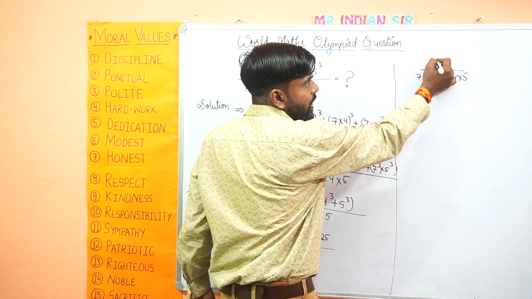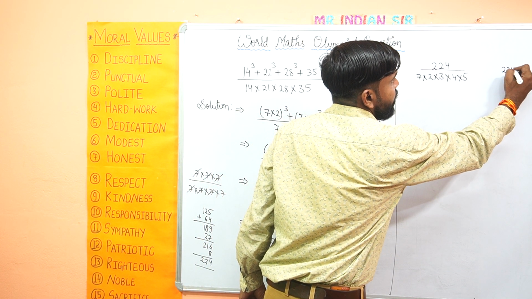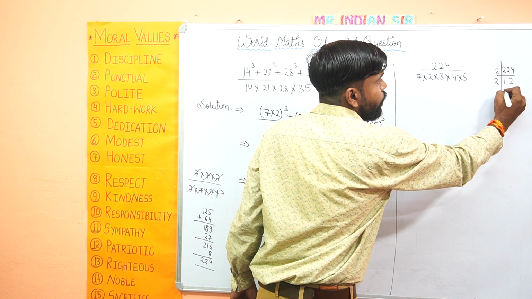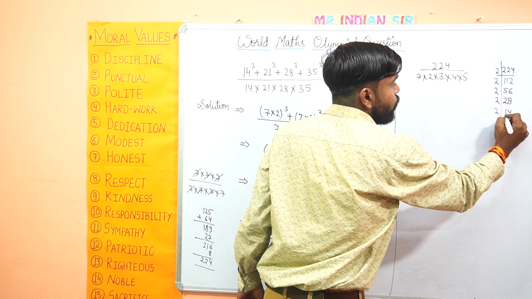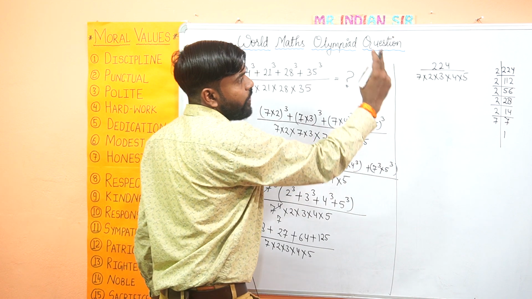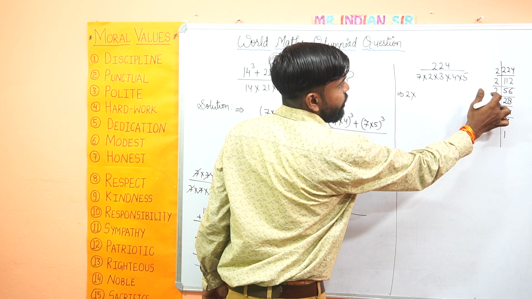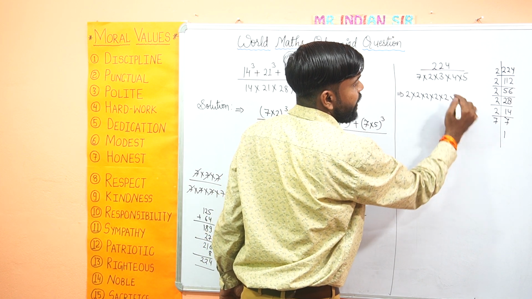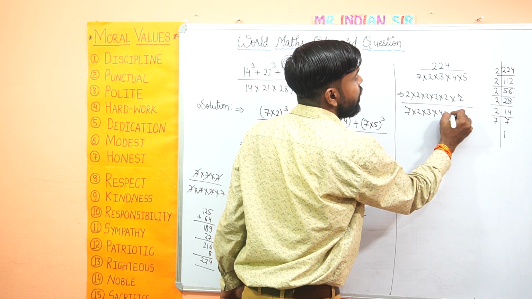I can directly cut 2 ones and 112, but let me show you an easy method wherein it can be simplified. So 224, if we take factorization, we divide by 2 to get 112, then again 2 gives 56, then again 2 gives 28, then again 2 gives 14, then 2 gives 7, then 7 gives 1. So the factors of 224 are 2 into 2 into 2 into 2 into 2, 5 times, and into 7. And in the denominator we have 7 into 2 into 3 into 4 into 5.